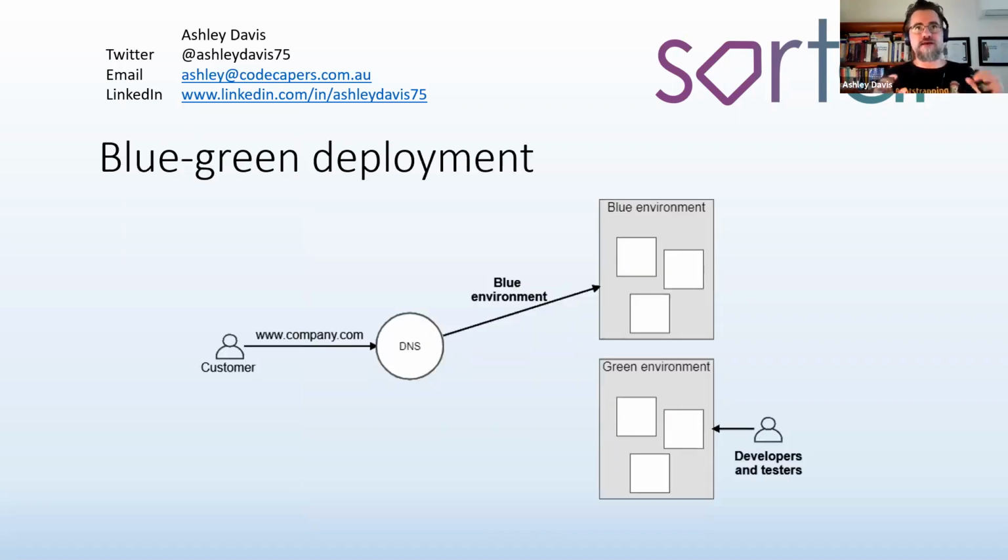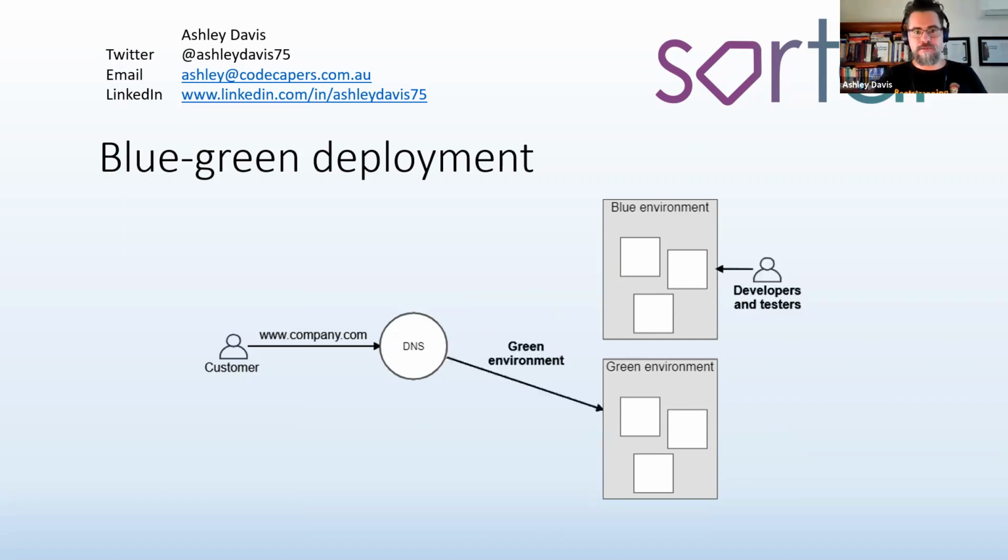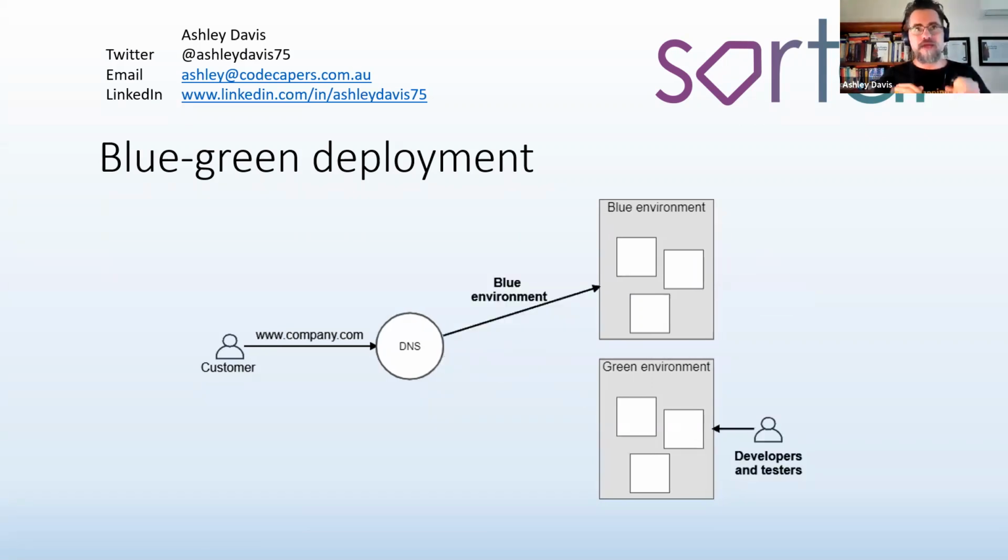Now, the other reason to have a stateless cluster is to enable a technique called blue-green deployment. And this is a technique where you can use DNS to switch between two clusters. Let me show you that. So I'm switching between two clusters here. You have a customer-facing cluster at the moment in the diagram. That's the blue environment. And you have your developers and your testers working on a separate cluster, which is labeled the green environment in this one.